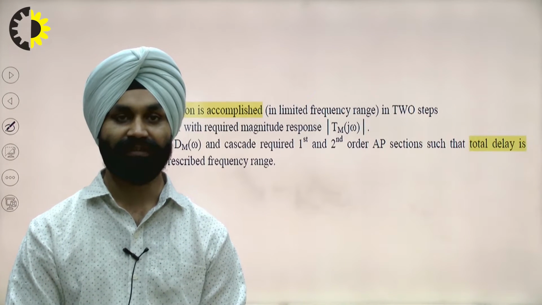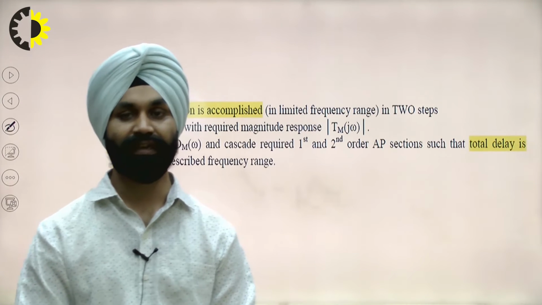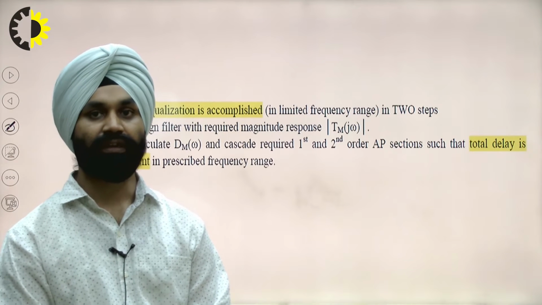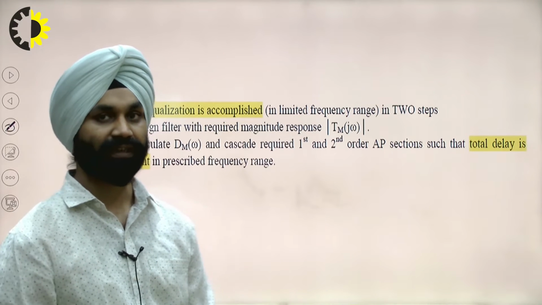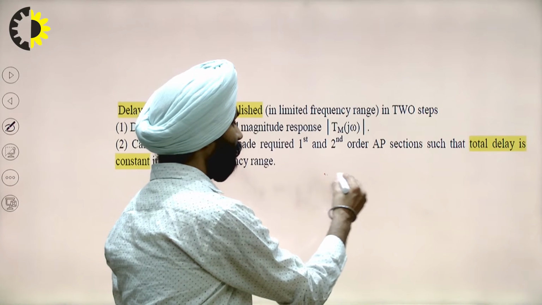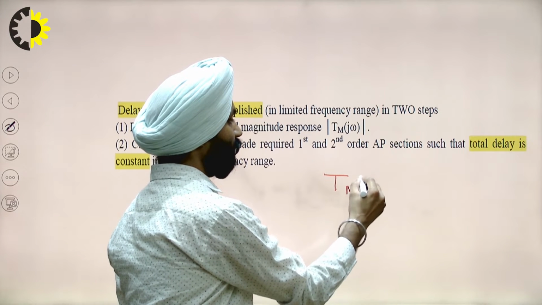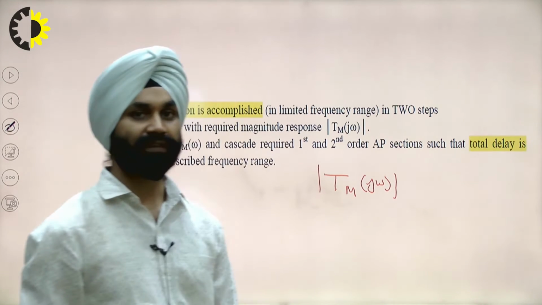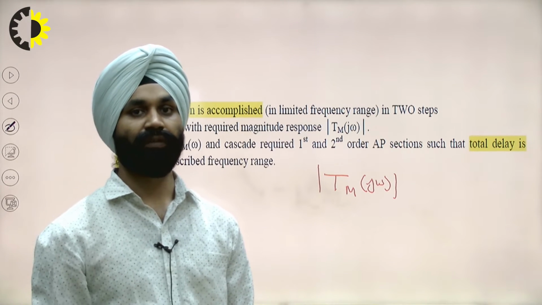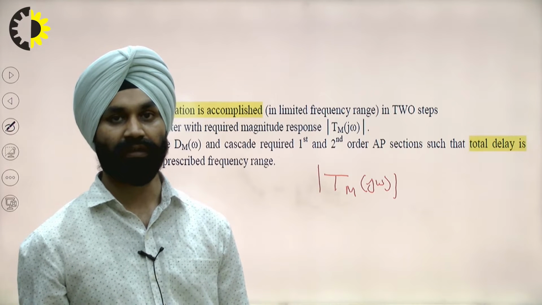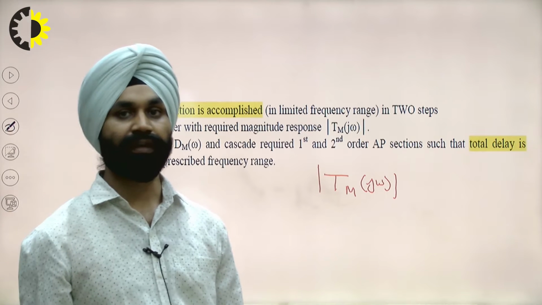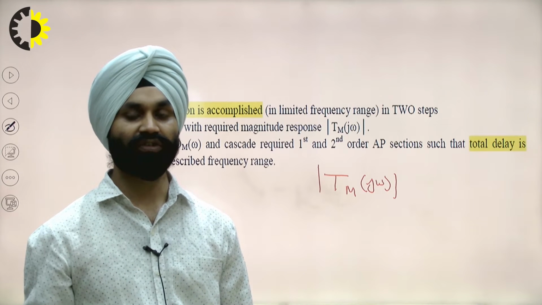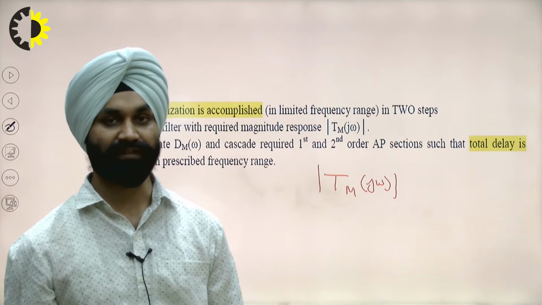In the last lecture, we discussed that to create delay equalization, we need to follow two steps. First one is to find out a particular magnitude of the main filter. We discussed that the main filter will be cascaded with the all pass filter to give a constant delay. Creating a constant delay is known as delay equalization.